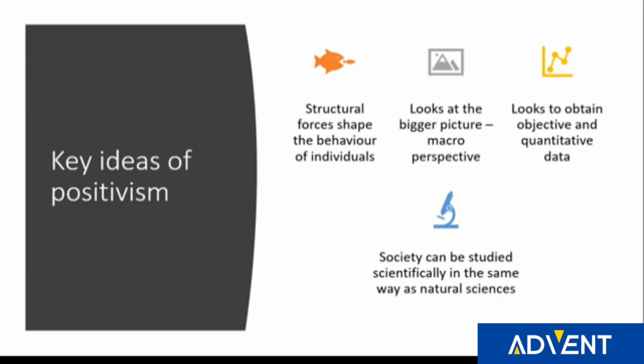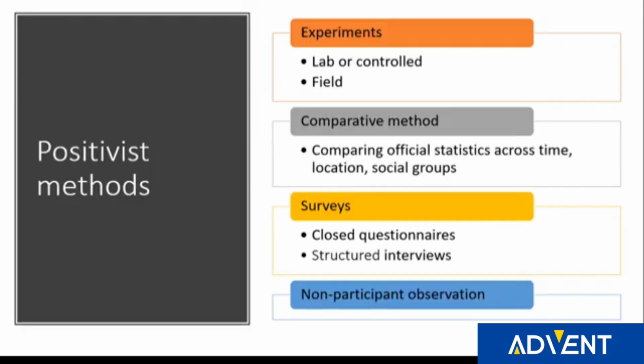As a consequence, positivists generally look to collect quantitative data, that is data in numerical form, because they see it as being more objective and scientific, rather than relying upon a researcher's interpretation of events. By doing so, they believe that society can be studied in the same way as the natural sciences, and that sociology can be used to predict social behaviours.